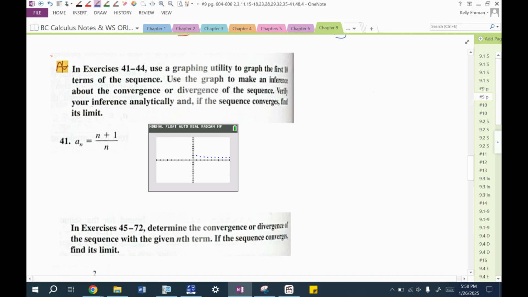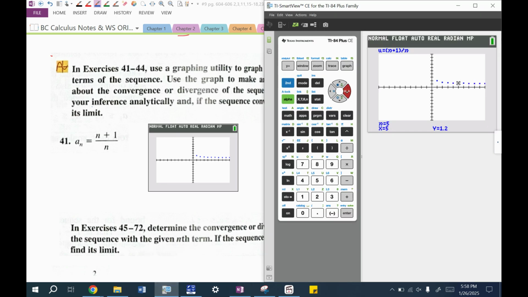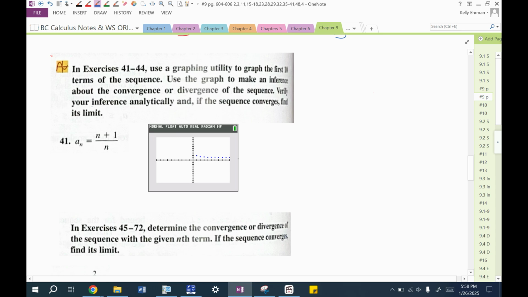So use the graph to make an inference about the convergence or divergence of the sequence. Verify your inference analytically, and if the sequence converges, find its limit. So this definitely seems like it's going somewhere, right? If we trace, I'm getting closer and closer to 1. All right, so I'm going to make an inference that the limit is 1.